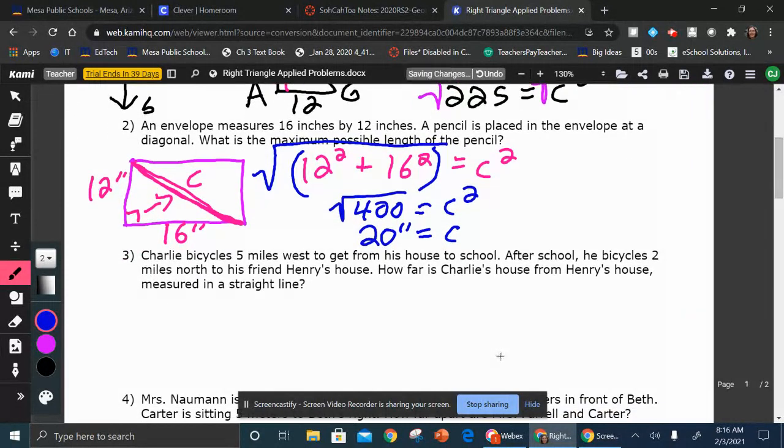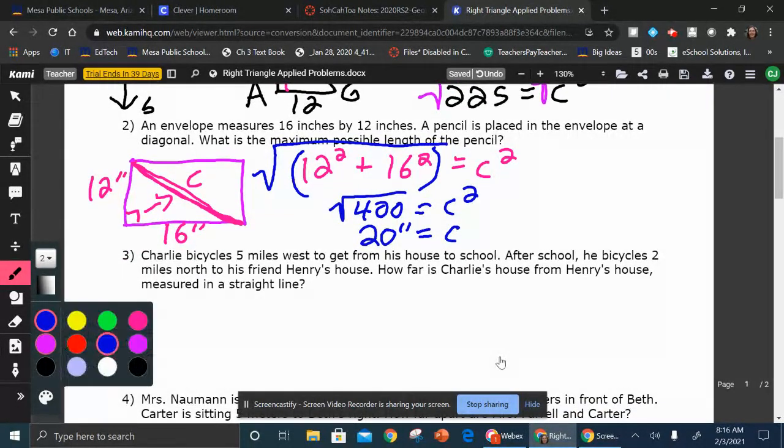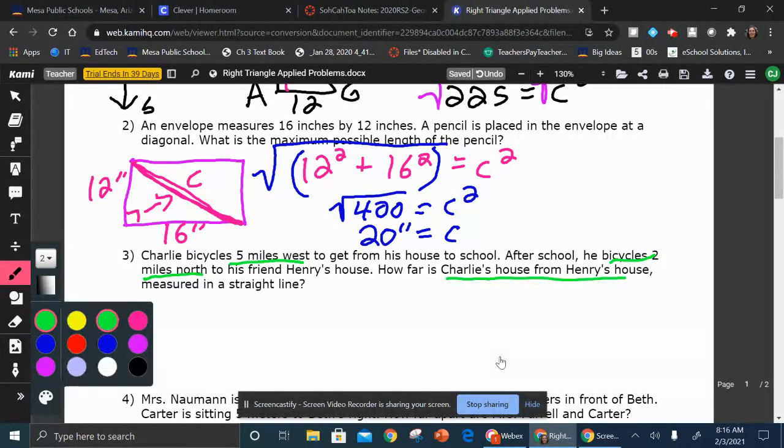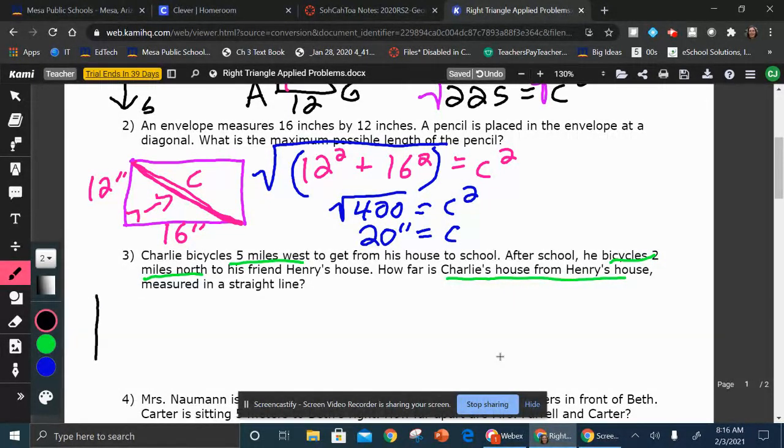On this one, Charlie bicycles 5 miles west to get from his house to school. After school, he bicycles 2 miles north to his friend Henry's house. How far is Charlie's house from Henry's house? So we can draw directions again, everybody, if it helps, just to make sure we're getting our directions right. So north, east, south, and west.